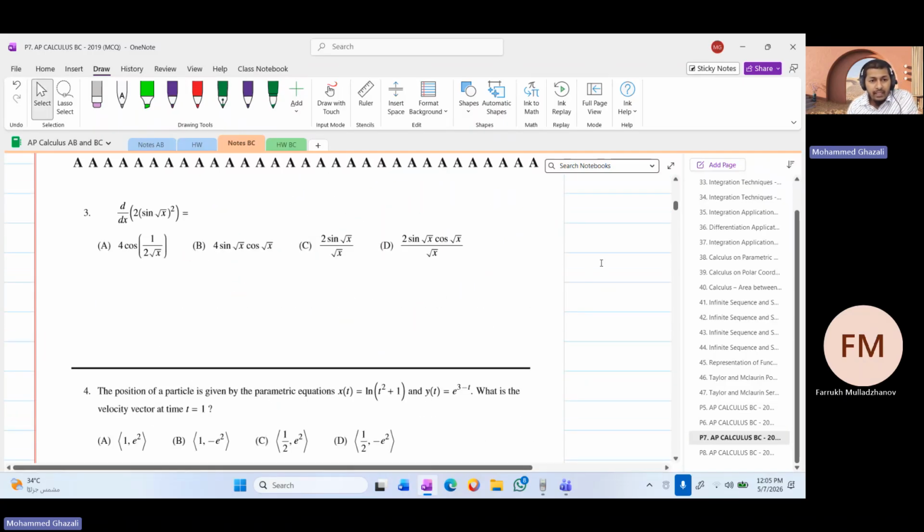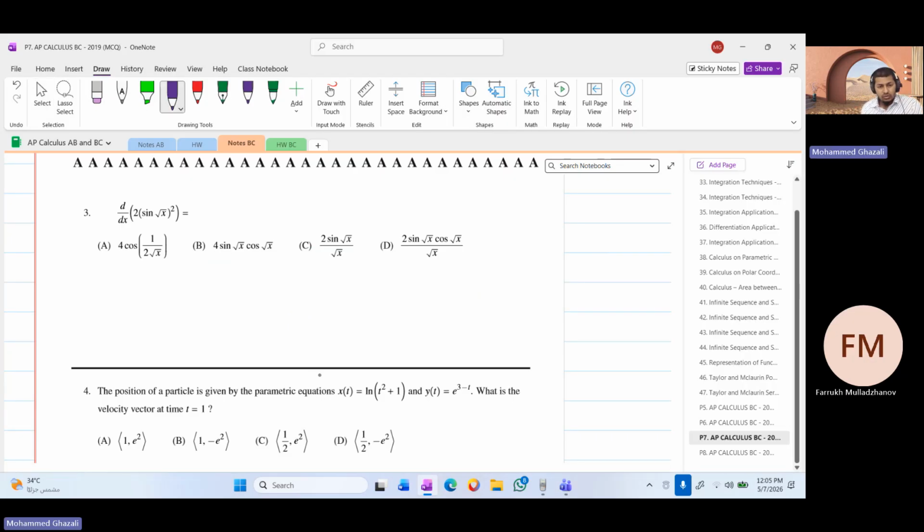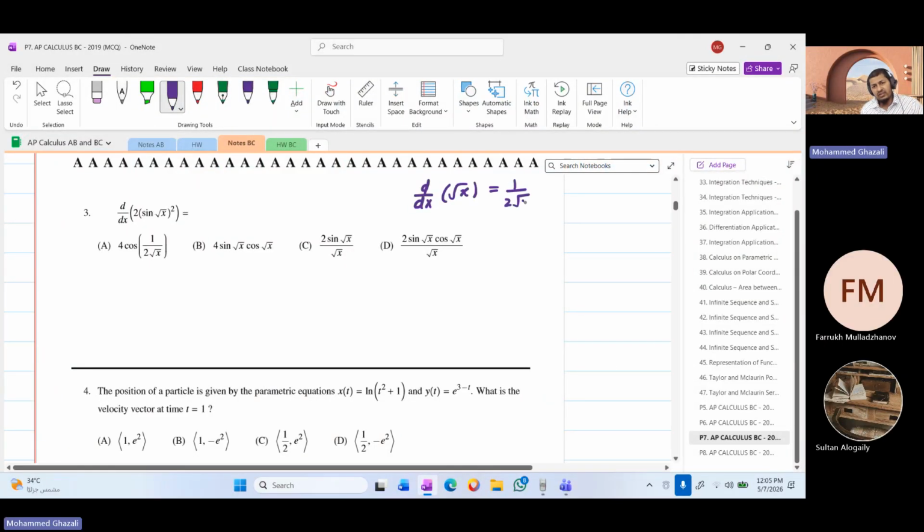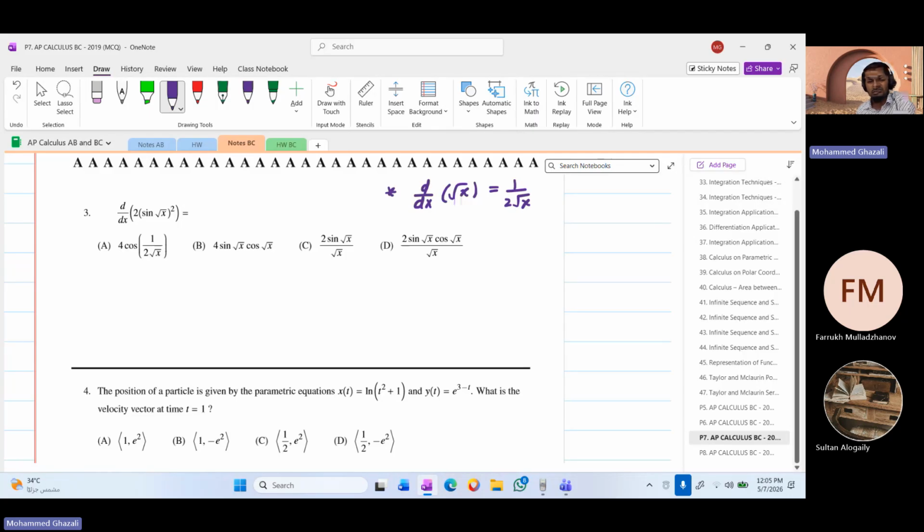Next one, we want to find the derivative of this function. So remember this basic rule: d/dx of root x is 1 over 2 root x. It's a shorthand that helps a lot. Instead of converting it to x to the power half and then subtracting a half, it's better to remember that the derivative of the square root of x is 1 over 2 root x.